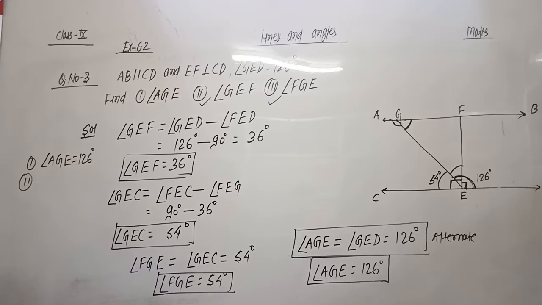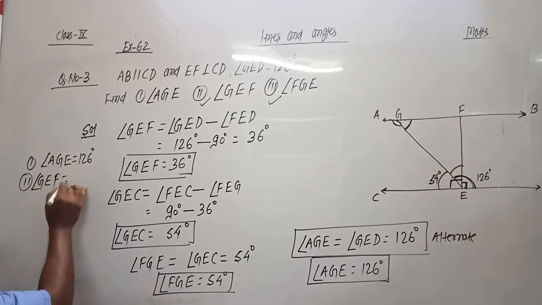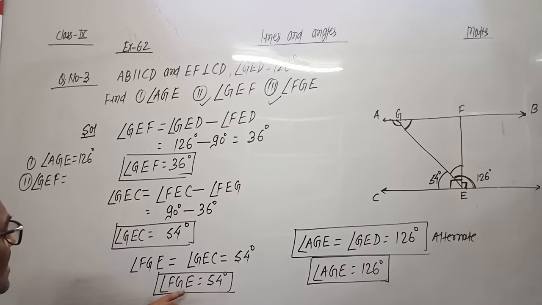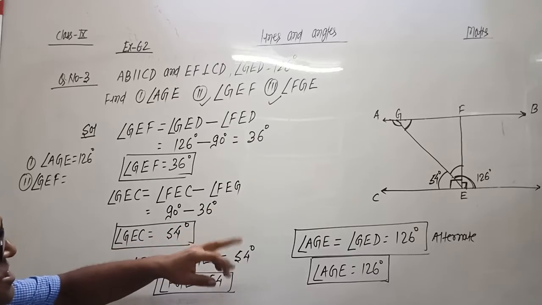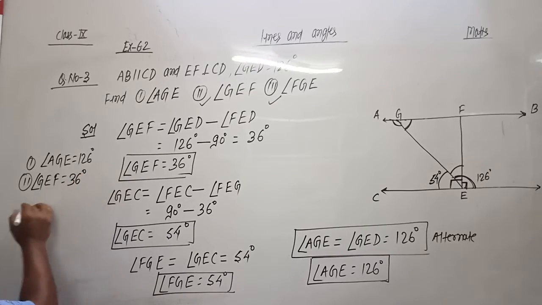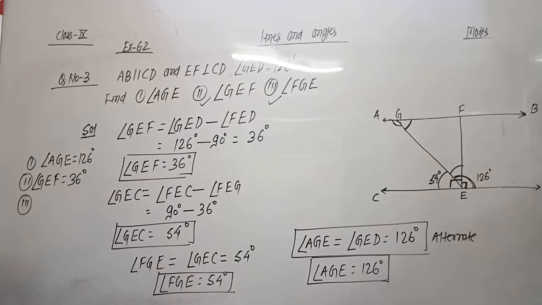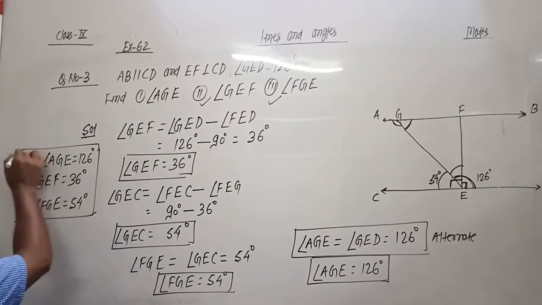The second part was angle GEF, and angle GEF we have calculated as 36 degrees. And the third part, angle FGE, is equal to 54 degrees. So these are the three angles.